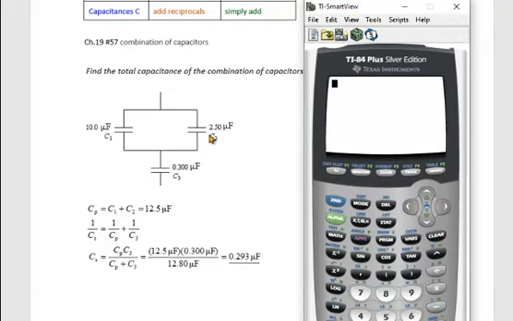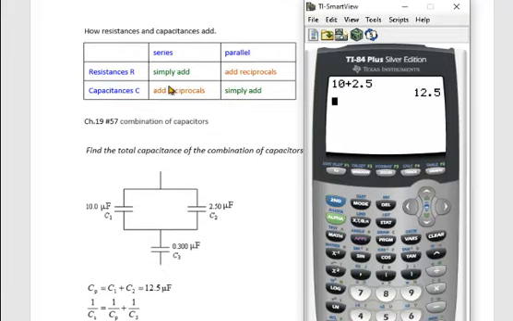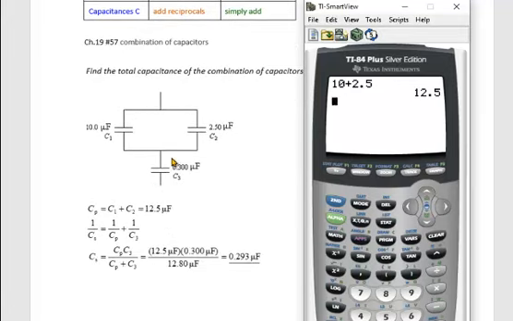So, two capacitors in parallel right here, which means I simply add them. So obviously 10 plus 2.5 is 12.5, which is what they also come up with. And then I'm going to do the other one in series here. So in series, the capacitances add as reciprocals. So I'm going to do 1 divided by 12.5 plus 1 divided by 0.300.